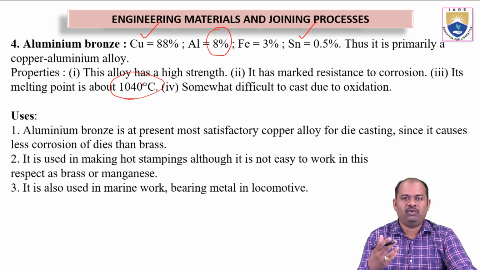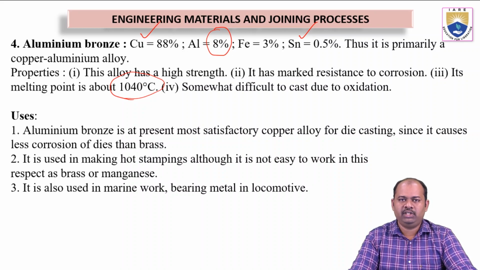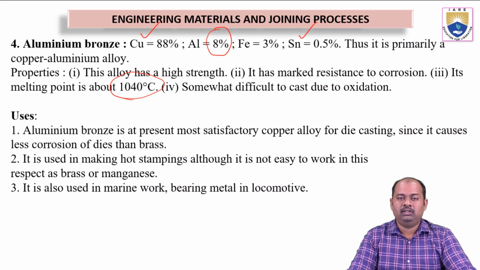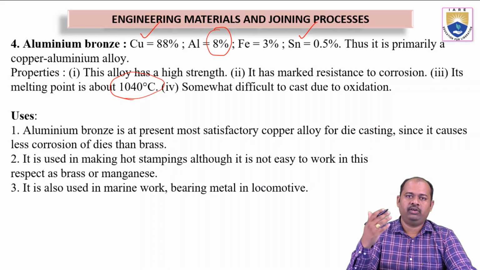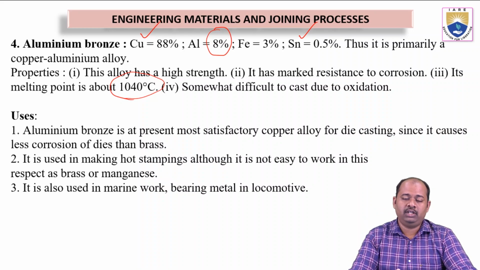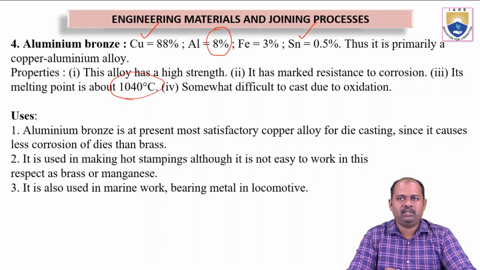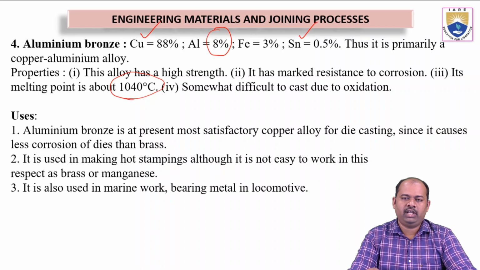So the melting point of copper is being increased by adding different types of metals. Previously, we have seen that in iron brass, the melting point is about 980 degrees centigrade. Now, in aluminum bronze, the melting point has reached up to 1040 degrees centigrade. So this is very resistant to heat as well as corrosion. It is somewhat difficult to cast due to oxidation. When casting is done, it easily oxidizes when it is converted into molten metal, so it is not good for casting.